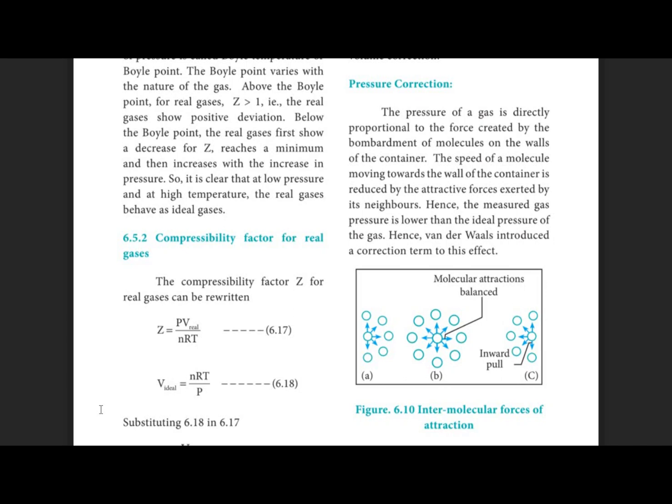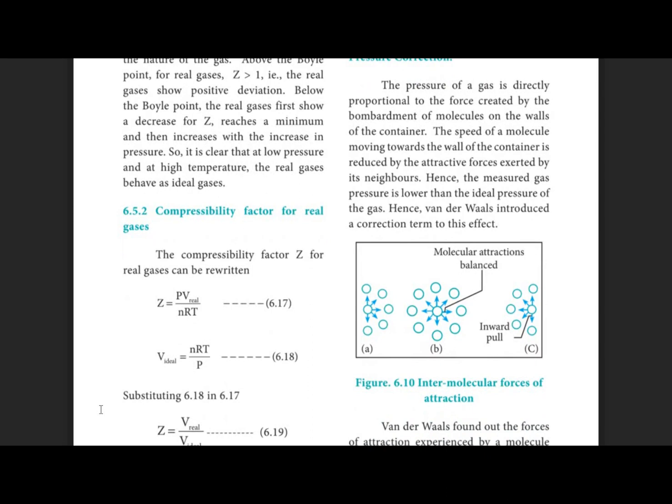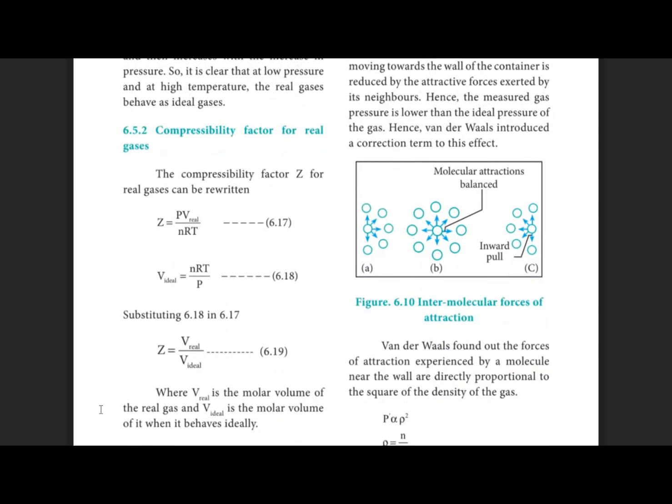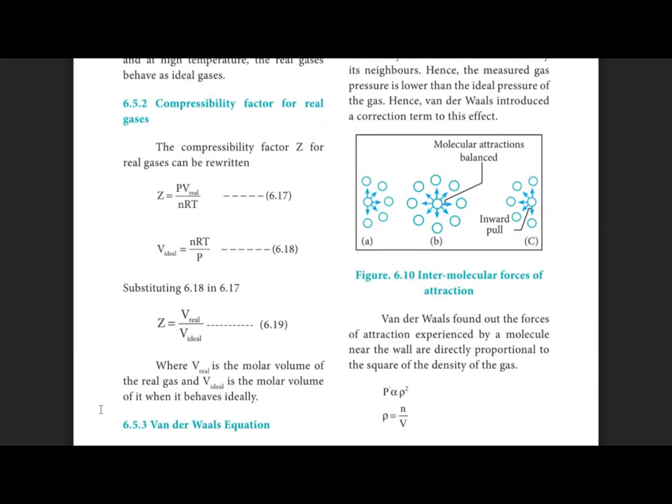The speed of a molecule moving towards the wall of the container is reduced by the attractive forces exerted by its neighbors. Hence, the observed gas pressure is lower than the ideal pressure of the gas. Hence, van der Waals introduced a correction term to this effect. Van der Waals found out that the force of attraction experienced by a molecule near the wall is directly proportional to the square of the density of the gas.